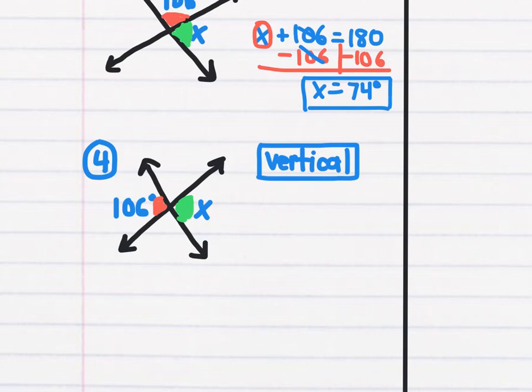Remember, vertical means if they're vertical angles, that means the angles are congruent. They're equal to each other, so there's no equation to solve. We just know that x is going to equal 106 degrees. And now box your answer. And that's all for your notes.